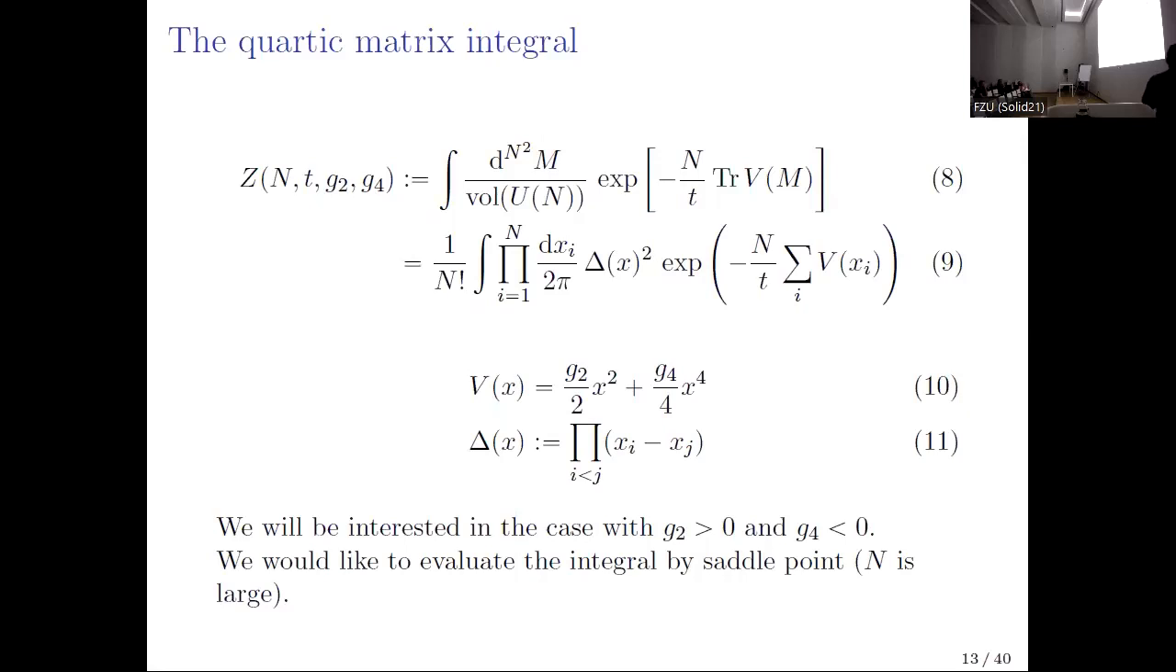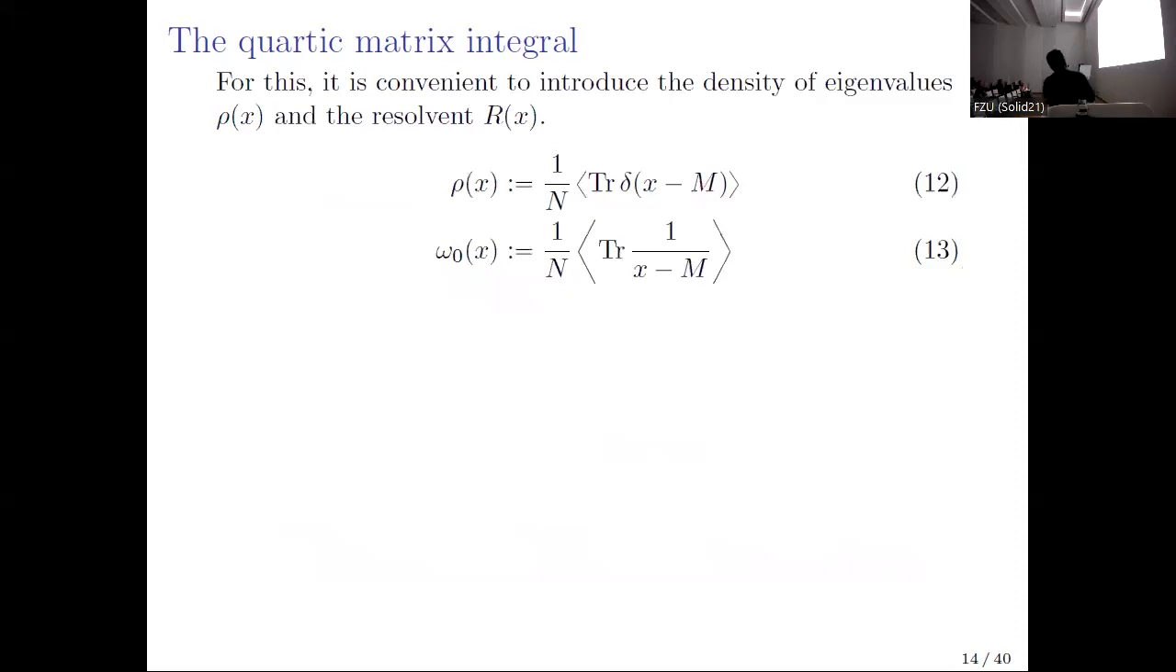In the large N limit, there will be a whole bunch of eigenvalues at the saddle point sitting in this minimum of the potential, going up to some level. So that is going to be the structure of the saddle point. Of course, N will be taken to be large to justify the saddle point approximation. At a technical level, you introduce these two functions, the density of states, which is the trace of delta of x minus M.